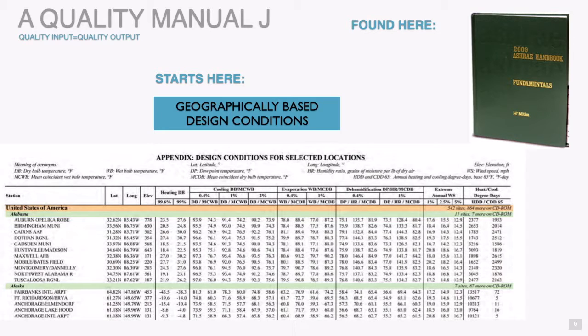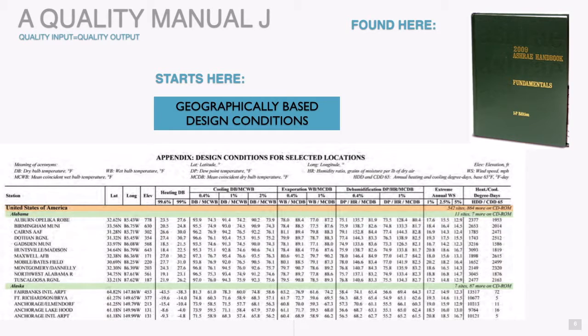So you can see you've got different values, even for different cities within a given state. So you want to make sure that your home is located in the proper location, and that's information that gets put into the Manual J software.